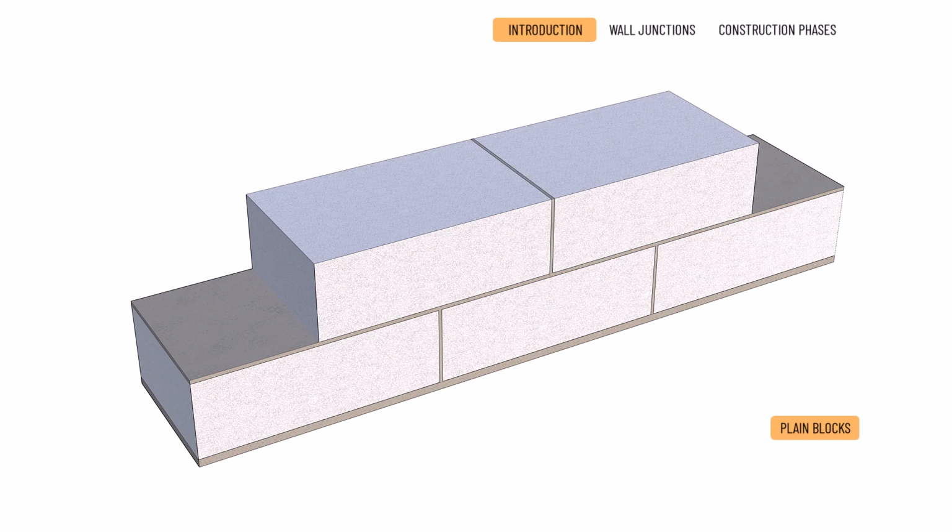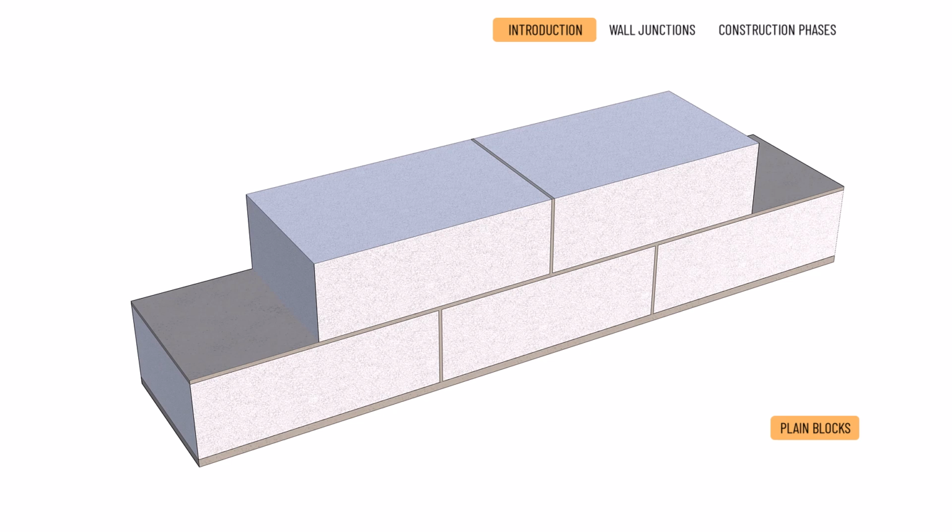The average height of the blocks is 20 centimeters. The typical joint size is 1 centimeter, which gives a course height of 21 centimeters. As it is shown, the plain blocks should be laid with a vertical mortar joint.